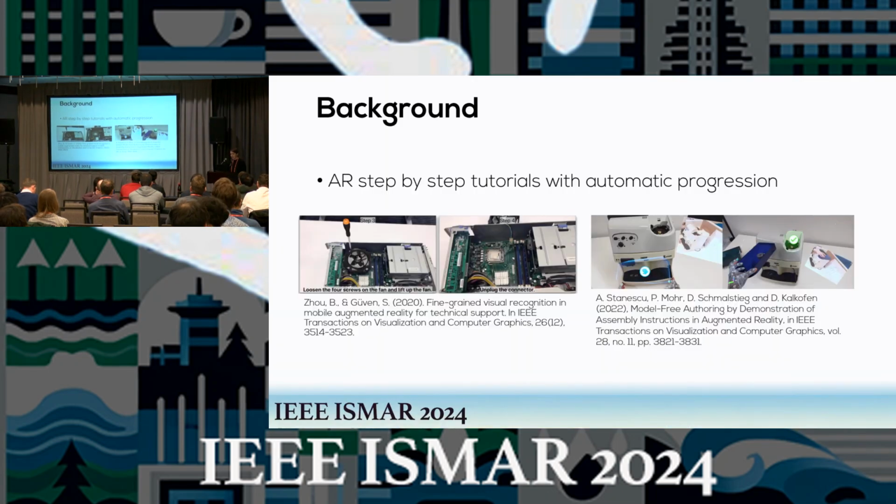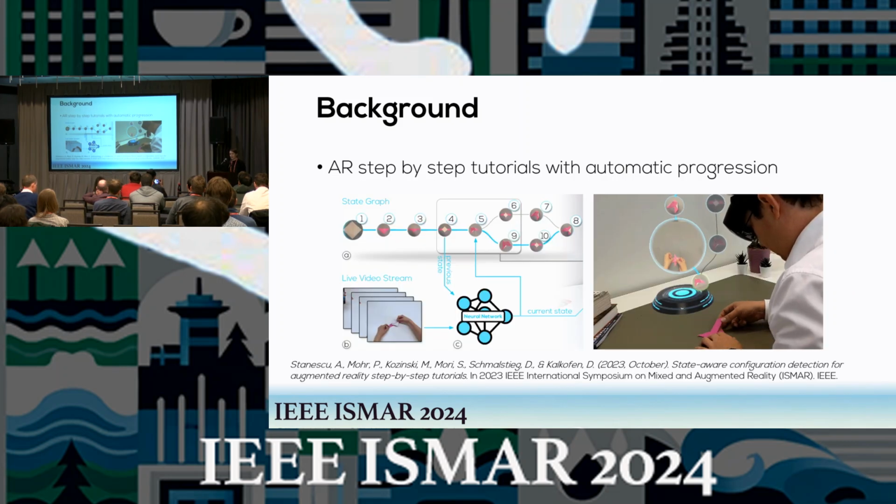So step-by-step tutorials in AR entail, as exemplified by, for example, this previous research, automatically detecting what the user is doing. In an AR application with automatic progression, the user does not need to click a next button, and the object state is continuously recognized so that the AR tutorial can automatically continue to the next step. Previously, we investigated this in our work, and we presented, for example, this tutorial system that used the structure of the object state, or assembly graph, to improve the state detection for this automatic progression.